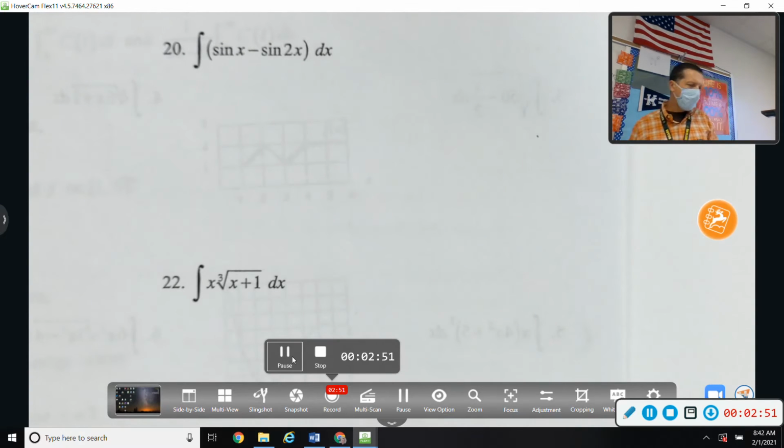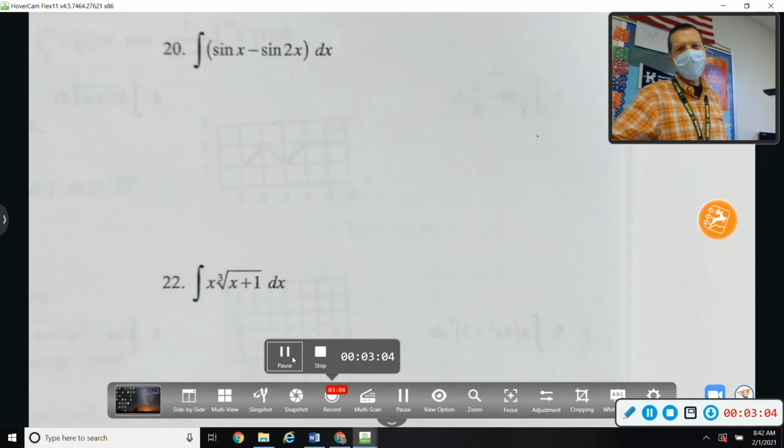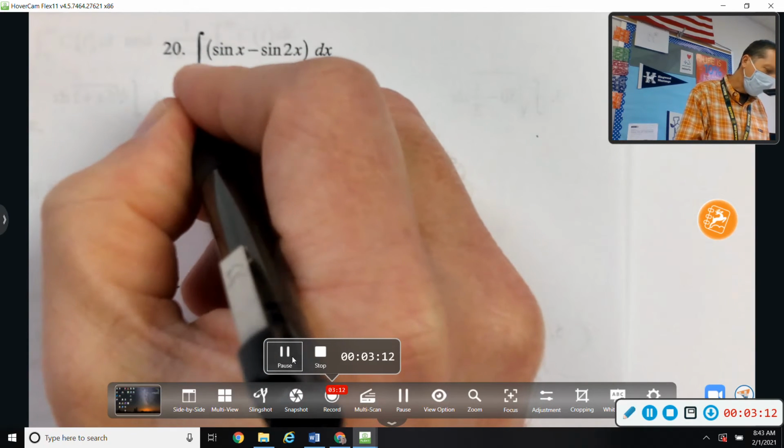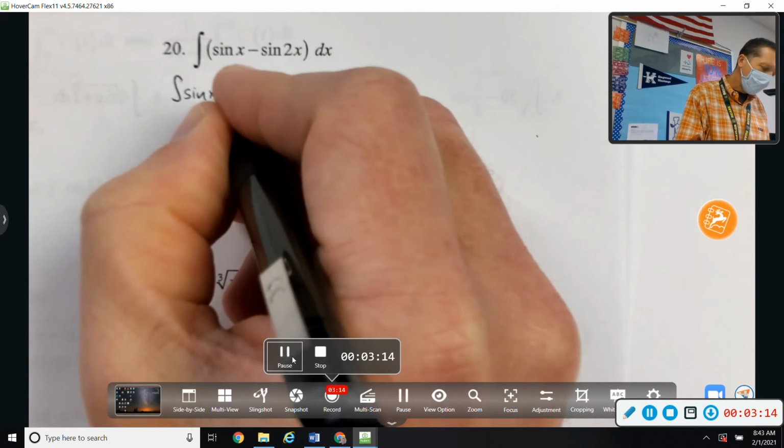Okay, I would. What do you mean by do the whole thing? Make the whole thing u. No, I don't want to make the whole thing u because then du would be cosine of x minus 2 cosine 2x, and that would be a mess. I think what I first want to do is split this up because I know what the integral of sine of x is.